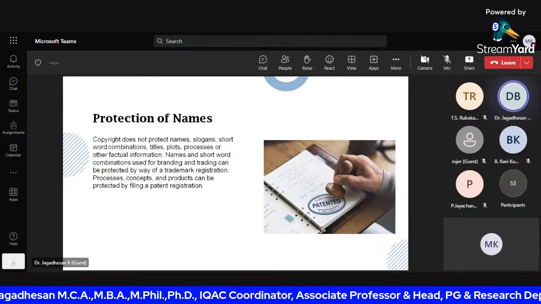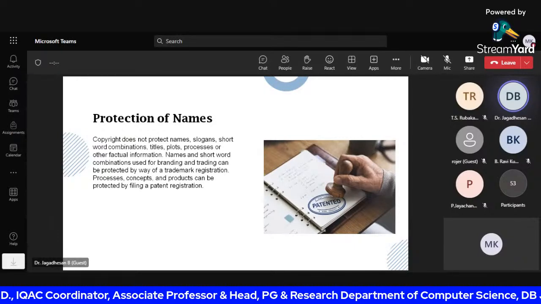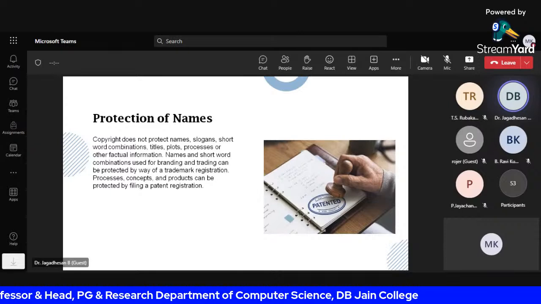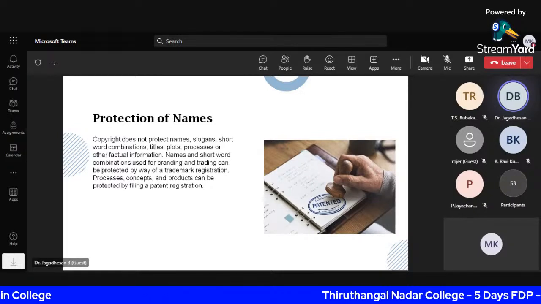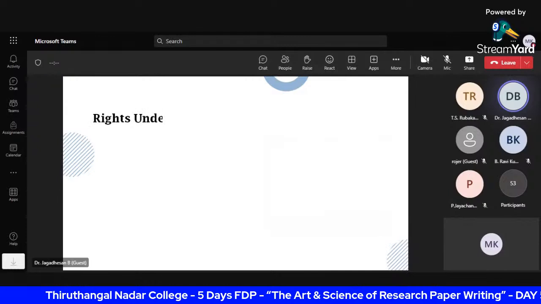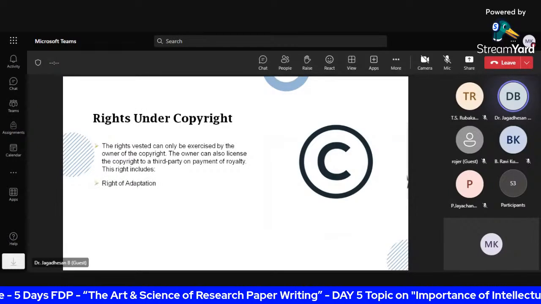Suppose you invent a particular product, or create some kind of concept, or execute some kind of process. That process, concept, and product can be protected by filing a patent registration. So I think you are now aware of these three things. Copyright is different, trademark is different, and patent registration is different, based on the product and its use. And what are the rights under copyright?